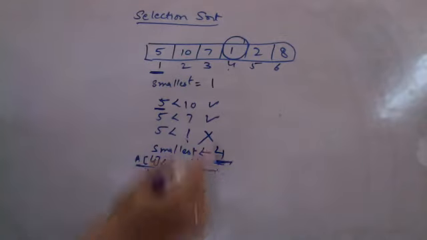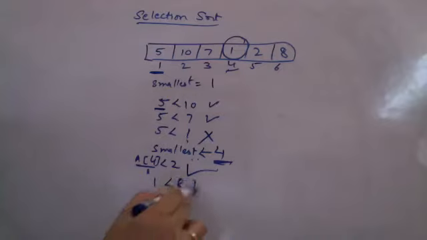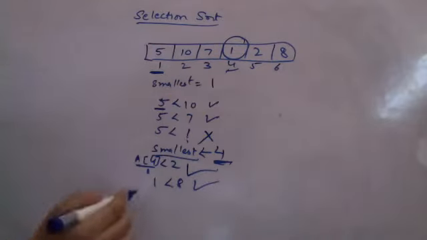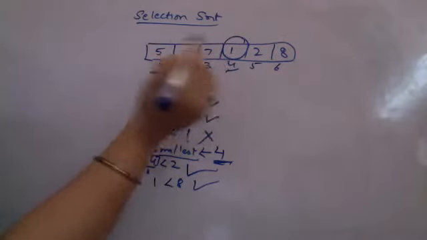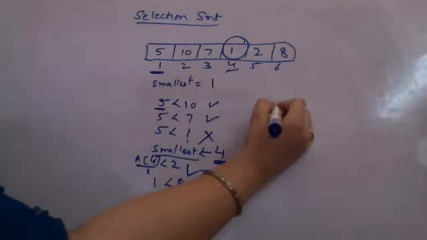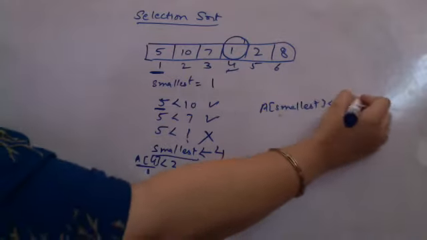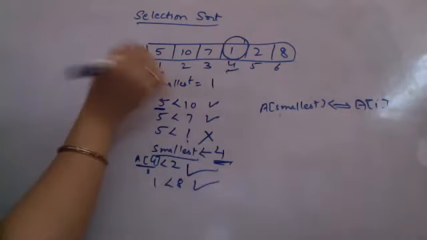The position of smallest is 4. 1 is less than 2 is true. 1 is less than 8 is also true. So I have found the smallest element to be 1. So after the first iteration, what I will do is I will exchange A of smallest with the position A of 1, or A of I technically. Right now I have taken I as 1.